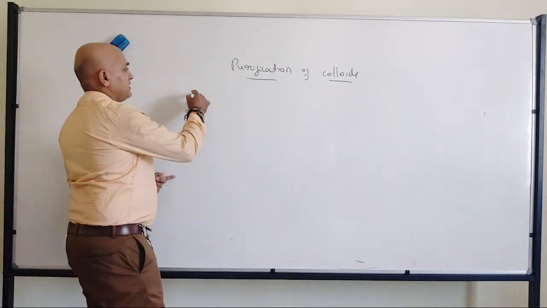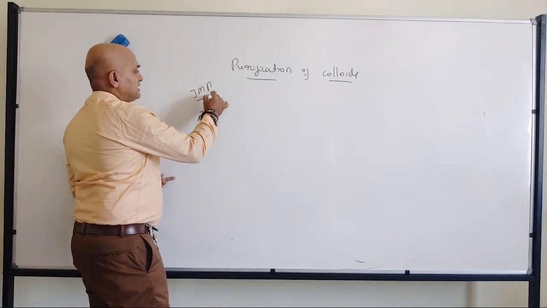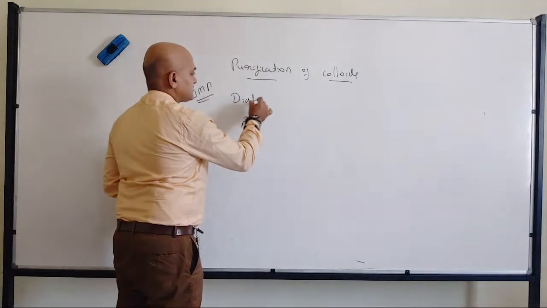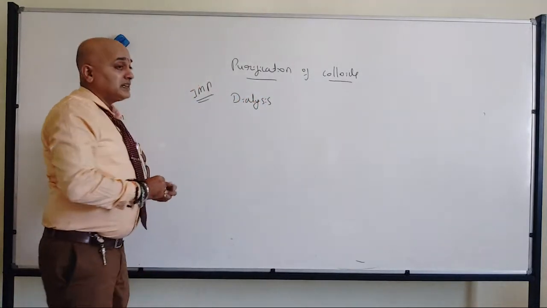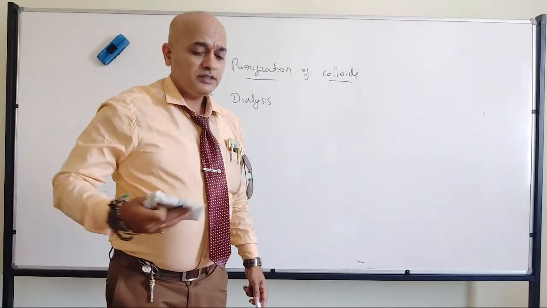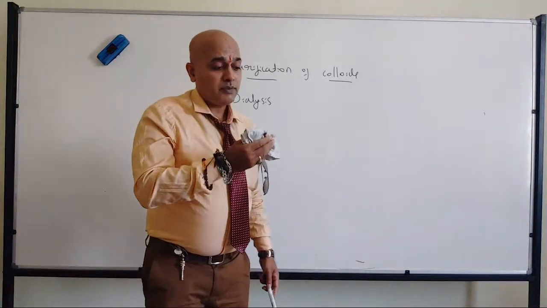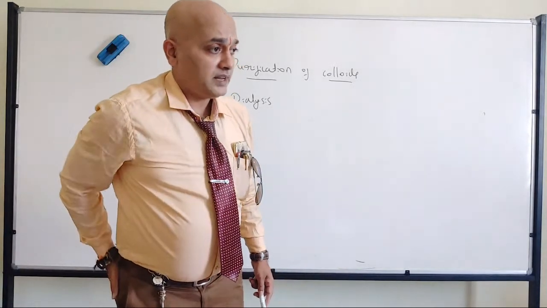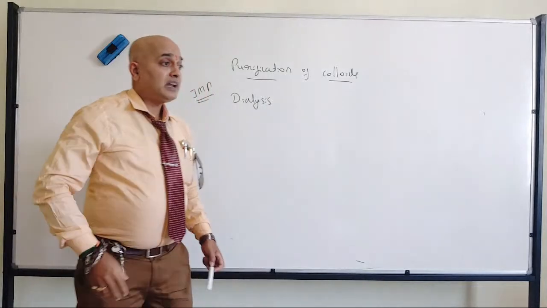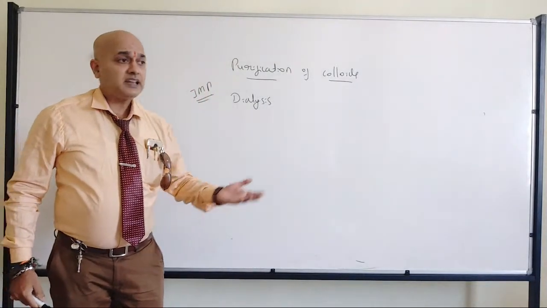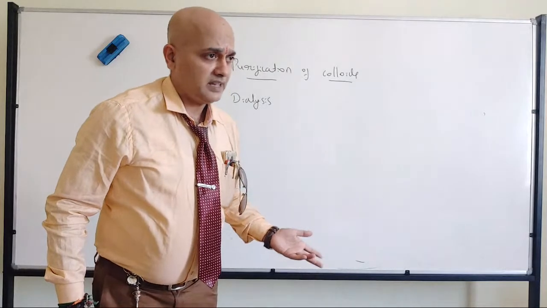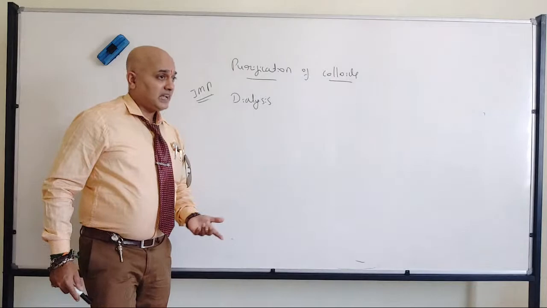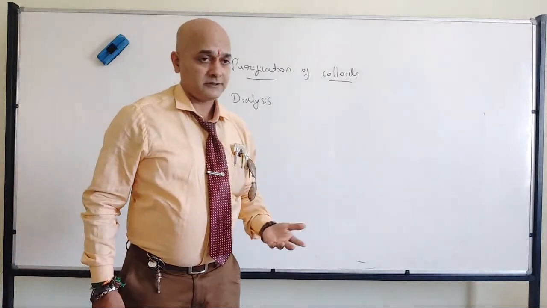Whatever I will be telling now, I will mark as important. First one is dialysis. Biology students might have heard that when the kidney is not functioning properly, they will go for dialysis. They will say, dialysis has to be done, the kidney is not functioning properly. So when I am talking about dialysis, I am talking about a process.